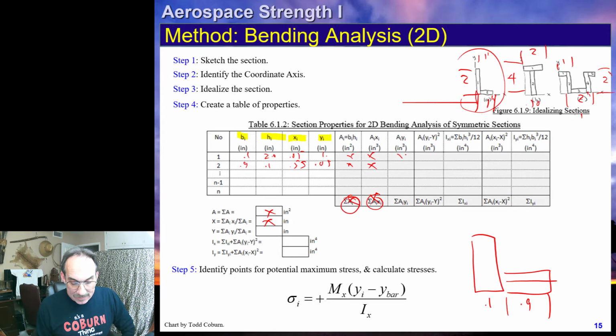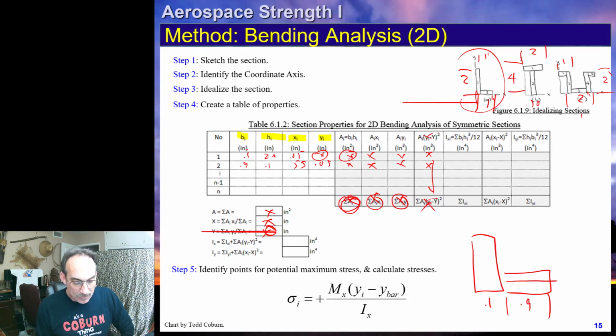Then we calculate this, which is A times Y. Calculate this, calculate this. Now we calculate our centroid. This over this gives us our Y bar. We now can calculate our area, Y minus Y bar, area times Y minus Y bar squared. Sum up these columns. Calculate our moment of inertia about the x-axis.